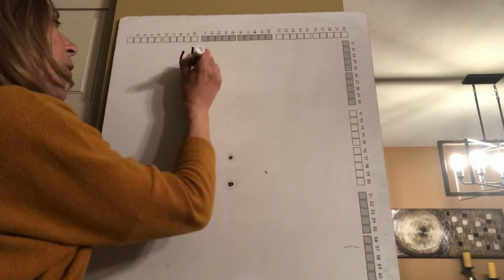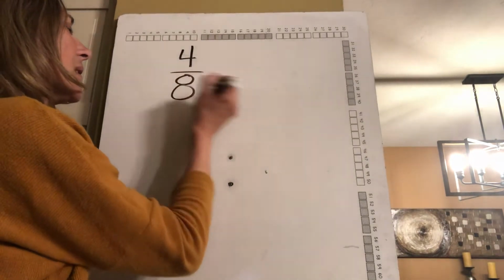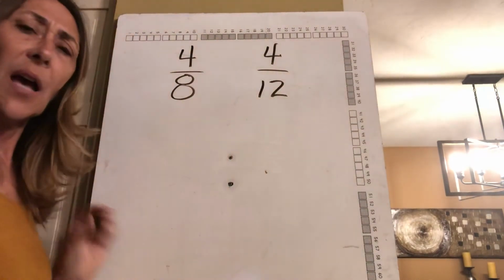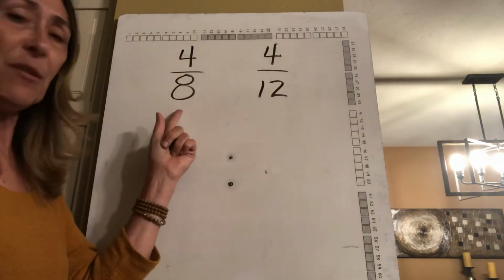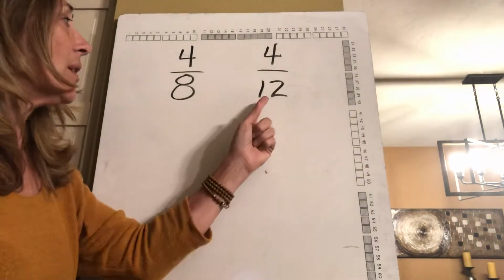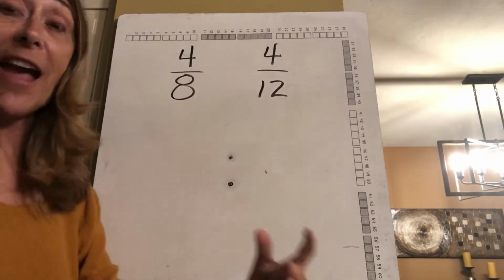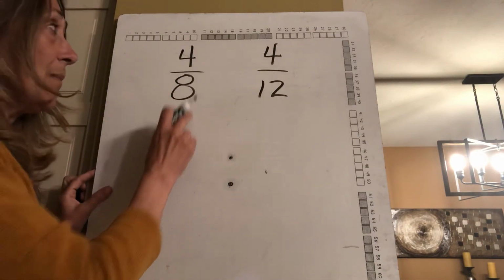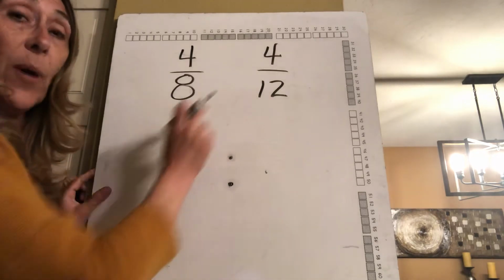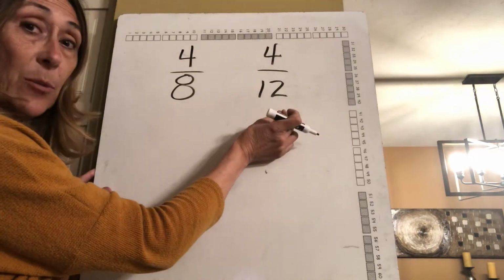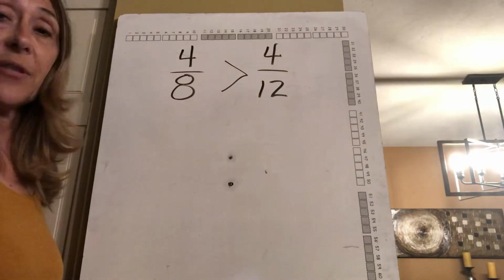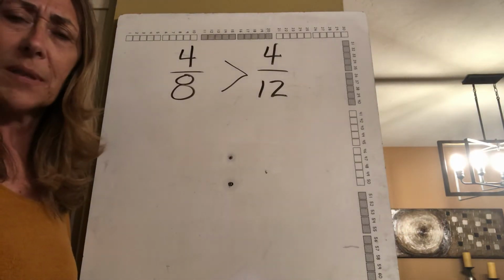If I had 4/8 or 4/12, I'm taking that same piece and dividing it into 8, or I'm taking that same piece and dividing it into 12. Which one is greater? 4/8 or 4/12? Smaller pieces. 4/8 is greater than 4/12.